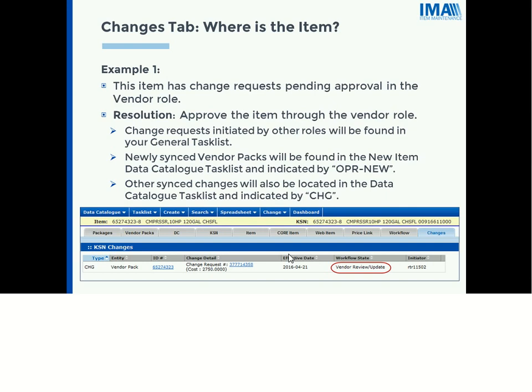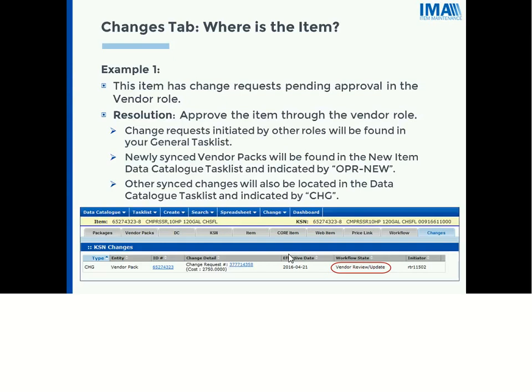But somebody else may have made this change request, such as your merchant, and anytime they make a change request, it's always going to come to you in the vendor row, because we have a system of checks and balances in place for certain fields, but especially for cost, because the merchant and the vendor always have to be in agreement on the cost. So if they make a change request for the cost, it's going to come to you. If you do a change request for the cost, it's going to go to them. So the resolution for this would be to approve the item through the vendor row. If the change request was initiated by somebody else, you are going to find it in your general task list, which we're going to be going over today.